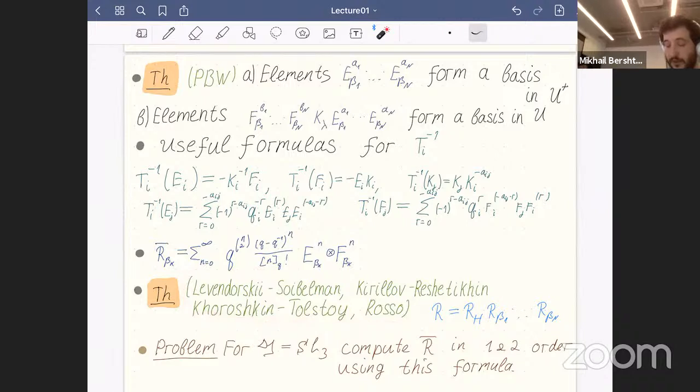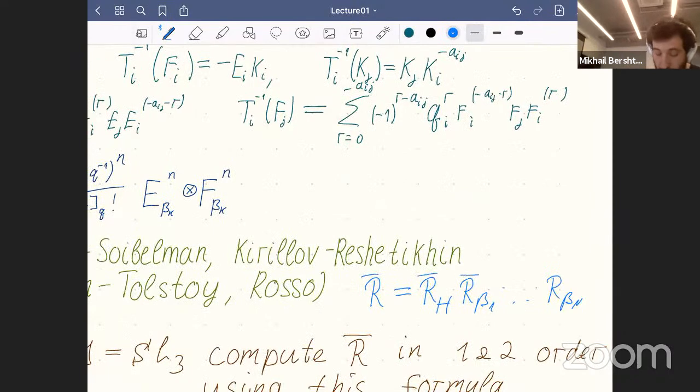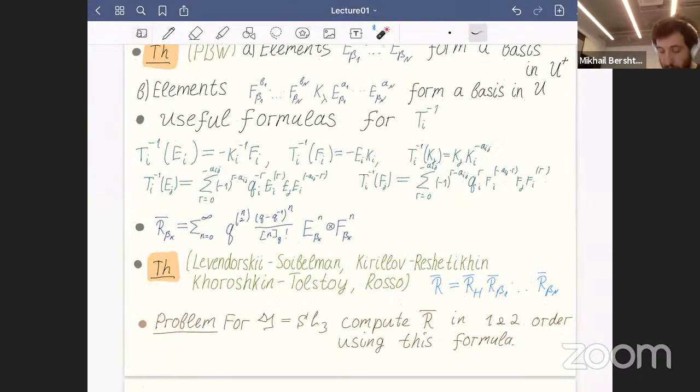But the result is the following: the universal matrix has the following decomposition. We have the Cartan part, and then products of these universal R parts, which in my notation should be with a bar, which correspond not only to simple roots, but to all roots. And the term which corresponds to any given root, say beta k, is just the term which we had for SL2. So we have the product E times F to some power n, and this factor which we had for SL2, which comes from the pairing between the corresponding elements.